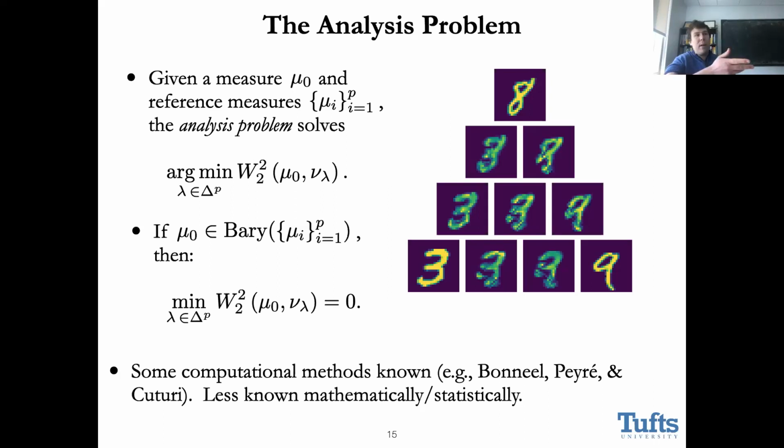The problem in the context of these MNIST digits would be: I give you 3, 8, and 9 on the vertices, and then I give you one of these mixed images. I want you to tell me the mixture weights. If I tell you what the pure 3, 8, and 9 are, and then I toss you the thing in the middle, tell me it's 1/3, 1/3, 1/3. Give me its coefficient representation.